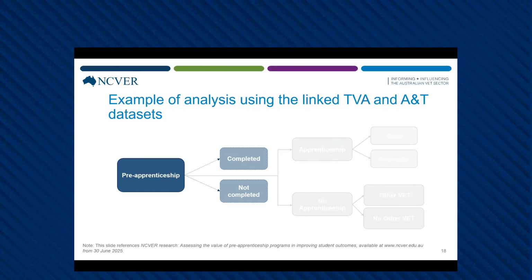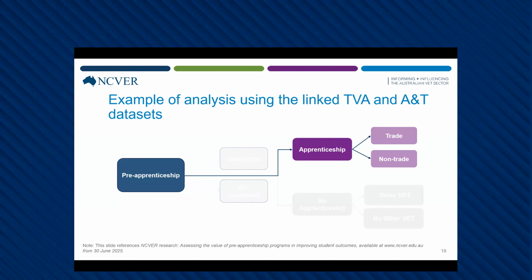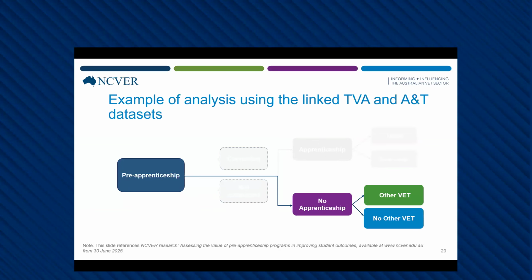The first thing we'll be examining is the proportion of pre-apprenticeship students who complete a pre-apprenticeship. We're then going to determine the proportion who go on to commence an apprenticeship, including both trade and non-trade. And we'll be looking at the proportion of pre-apprenticeship students who go on to other VET instead of an apprenticeship, and the proportion who leave the sector altogether during the period of our analysis. We'll be undertaking analysis to see if pre-apprenticeship students are more likely than non-pre-apprenticeship students to complete an apprenticeship or to stay in an apprenticeship for longer.